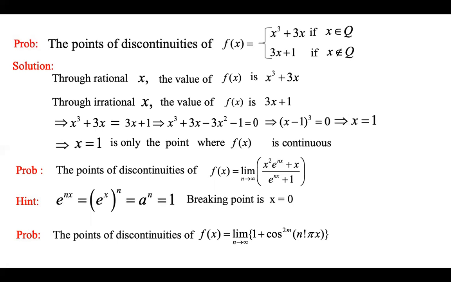That will become plus or minus 1. To the power 2m it will become 1. So overall, this value becomes 2 when x is rational. When x is not rational, its value will become 1. So its value will become 2 when x is rational. Why does it become 2? Simple.